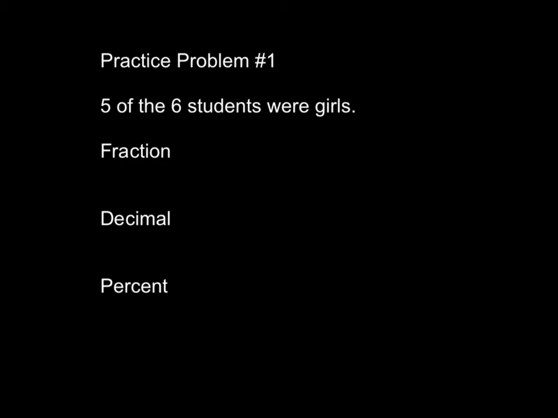Okay, I'm going to solve this problem fairly quickly. The fraction for 5 out of 6 students who were girls would be 5/6. 5/6 of the students were girls. To put that in a decimal format, I'm going to take 5 and divide it by 6. 6 goes into 50 8 times. 6 times 8 is 48. Ooh, that's an 8.